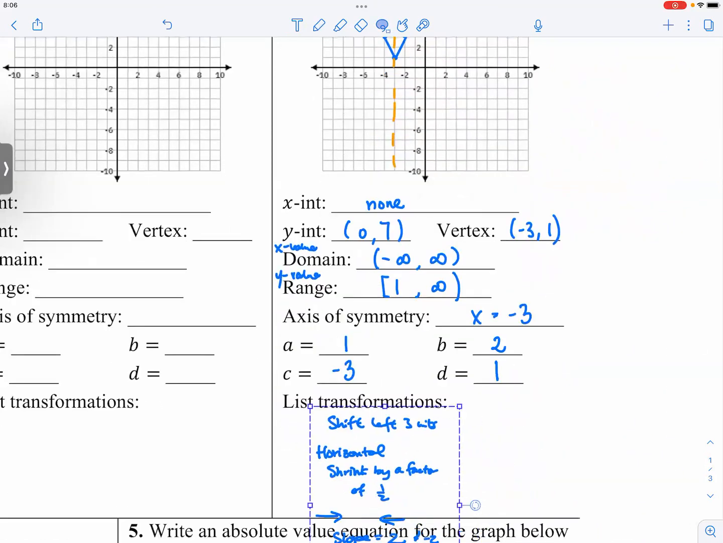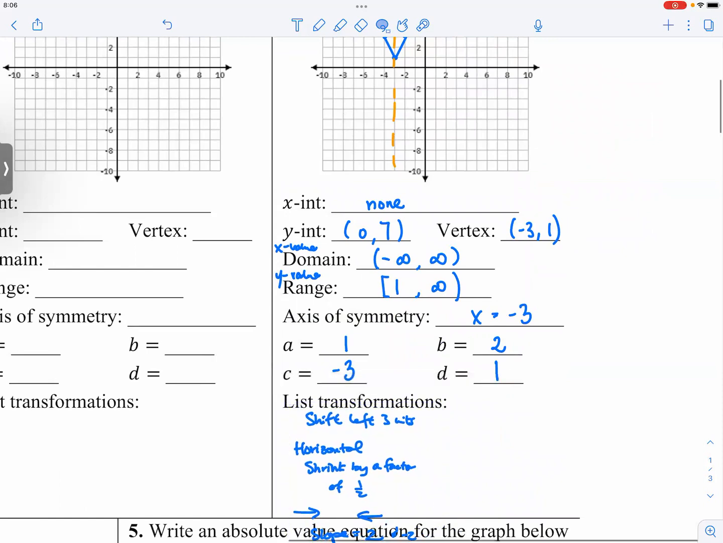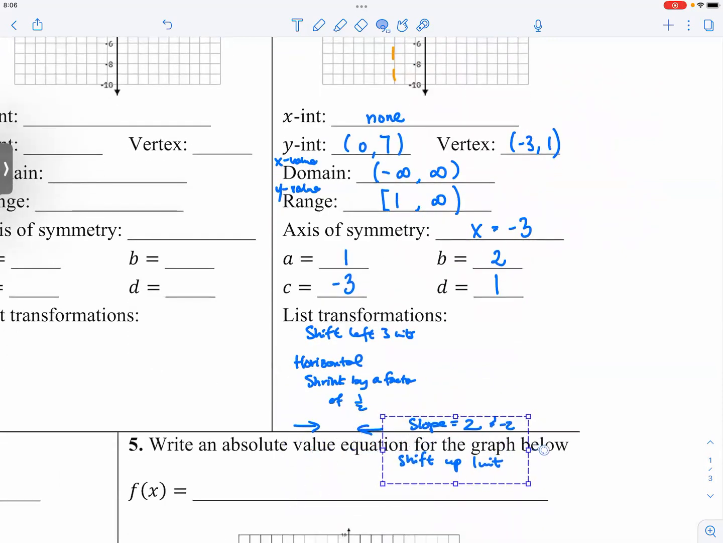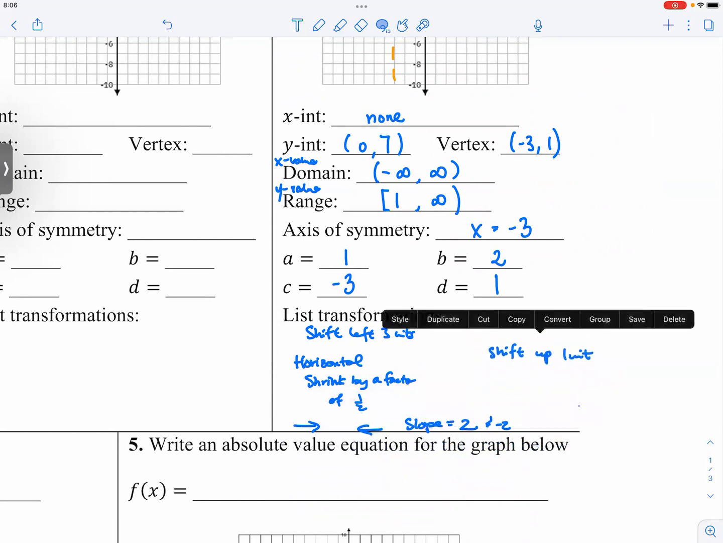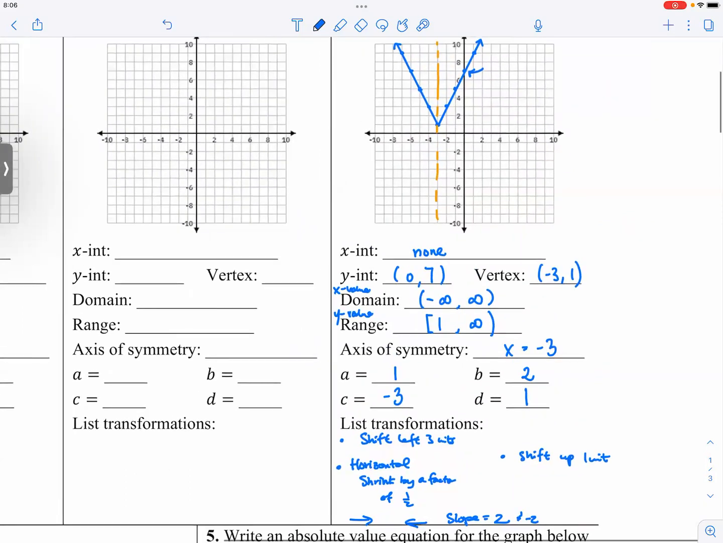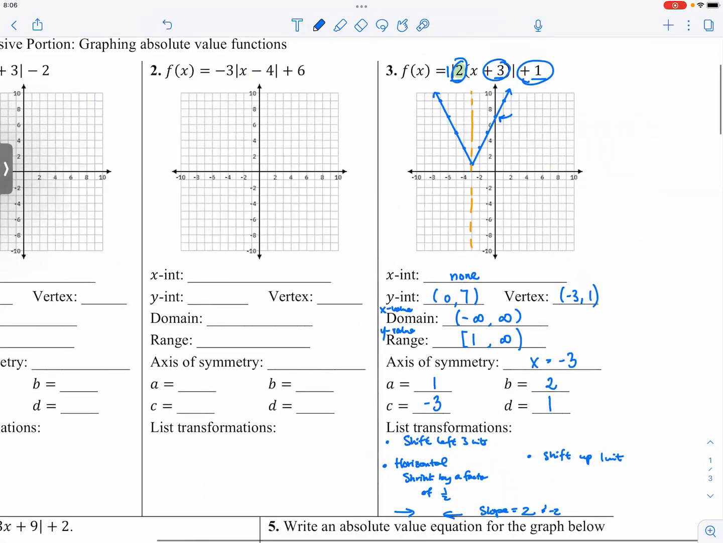And then let me go ahead and put the transformations right here. All right, so we have shifting left 3 units, horizontal shrink, and then we have shift up by 1 unit as the transformations. So that's how we do number 3. Okay, again, the reason number 3 could be a little bit challenging is because of the 2 that sits right outside of parentheses, and make sure that you understand how to interpret the 2 and how the graph is going to change accordingly as a result.